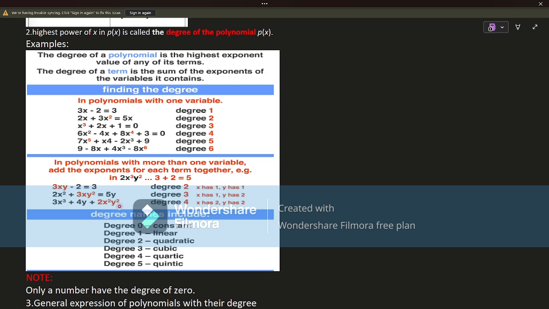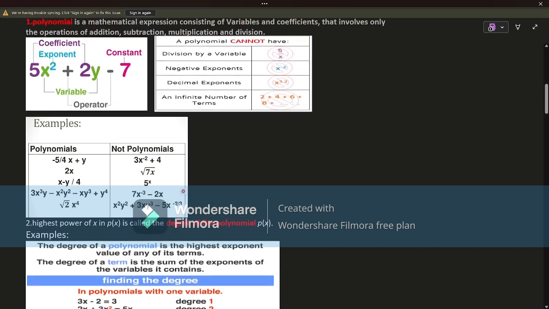The sum of the powers of the variables is 2 plus 2. So here the degree is 4. Because of this reason, in this expression I told the degree is 4. Why? Because the powers of the variables are 2 and 2. So 2 plus 2 is 4. 4 is the highest degree of this entire polynomial. So I think the concept of the degree of a polynomial is also clear now.